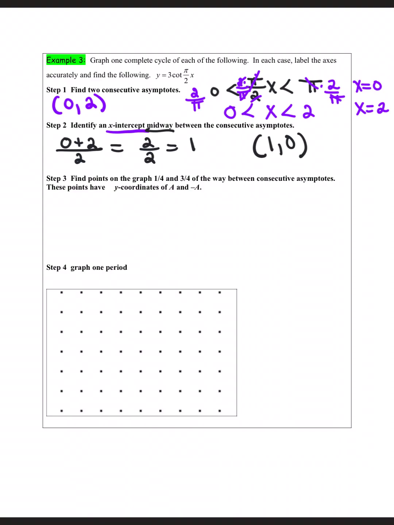Now we're going to find a point 1/4 and 3/4 away. Well, remember, I've been drawing the number line, and this time it's going to be a and then -a. So in this case, a is 3, and then -a would be -3. So we're going to start with the asymptotes being at x equals 0 and x equals 2. We said halfway was 1, 0.